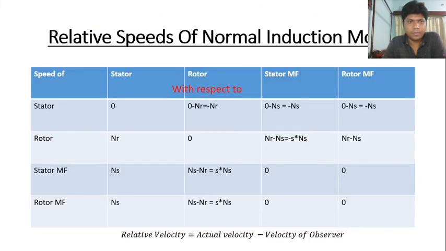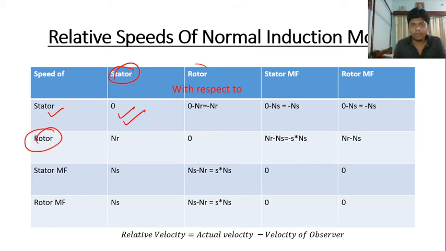Now next is the relative speeds of the normal induction motor. Here, whatever the speed of anything with respect to itself, it will always give the value of 0. So as simple as that, speed of the stator with respect to itself is always 0. Speed of the rotor with respect to itself will also give the value of 0.